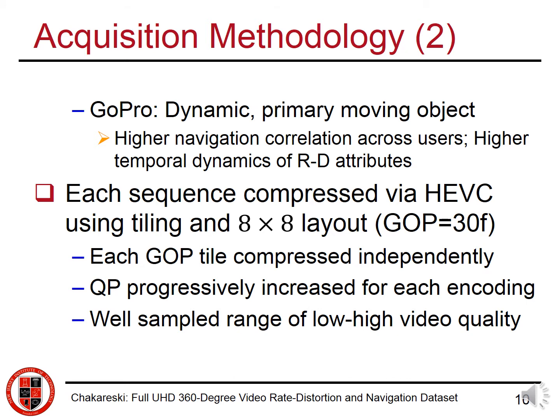We compress each sequence using AVC and an 8x8 tiling layout, where each GOP tile is compressed independently. We progressively increase the quantization parameter for each encoding, so that we provide a well-sampled range of video quality values from low to high.